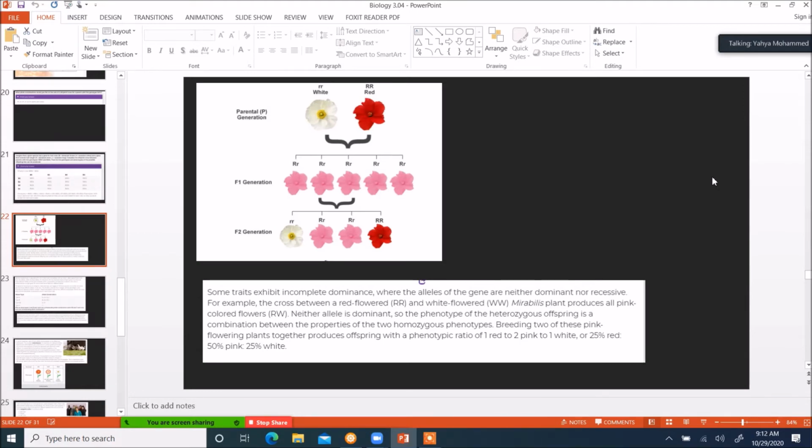Okay. So now take a look at this picture over here. At the parent generation we have a red flower and a white flower. So explain to us what's happening in this cross over here. Something doesn't look correct, right? According to the typical rules that we talked about before. So what's happening over here?